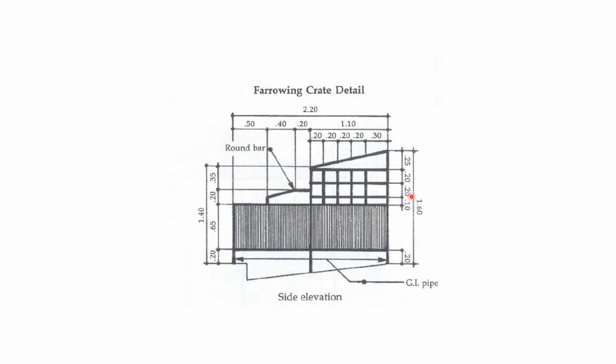So yun, ganito yung itsura niya. Pwedeng ganito yung measurement. So kung magpapalagay man kayo ng farrowing crate, farrowing pen, pwede nyong gayahin to. Then yung materials niya, round bar lang yung material niya dito sa part na to. Then pwedeng yung mga steel naman dito. So yun yung itsura ng farrowing crate.